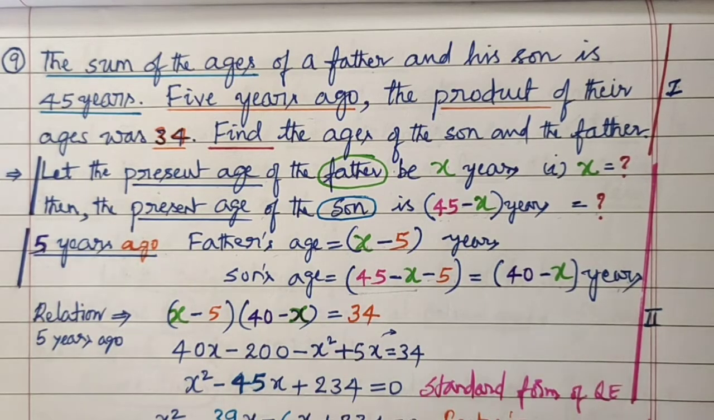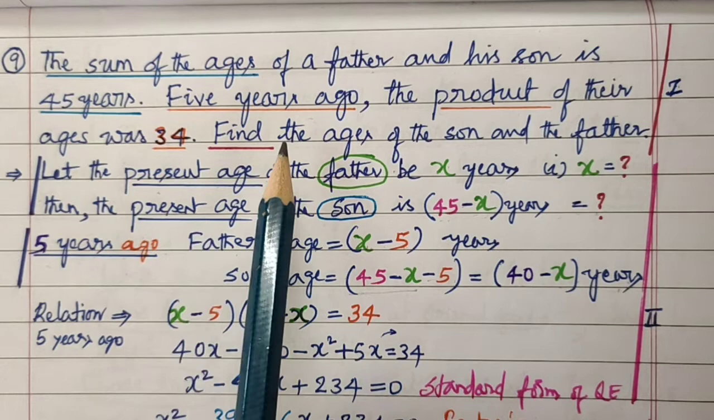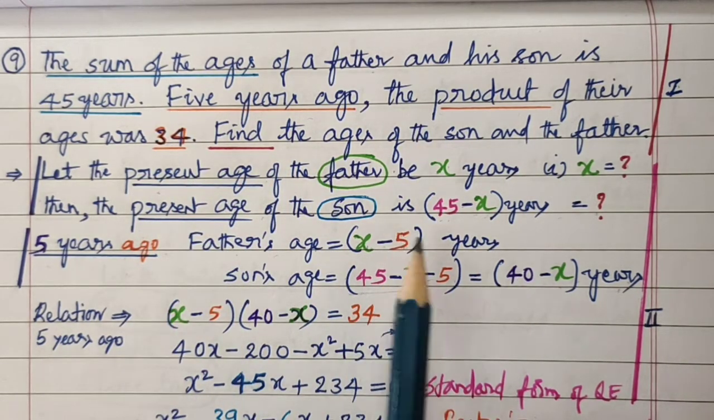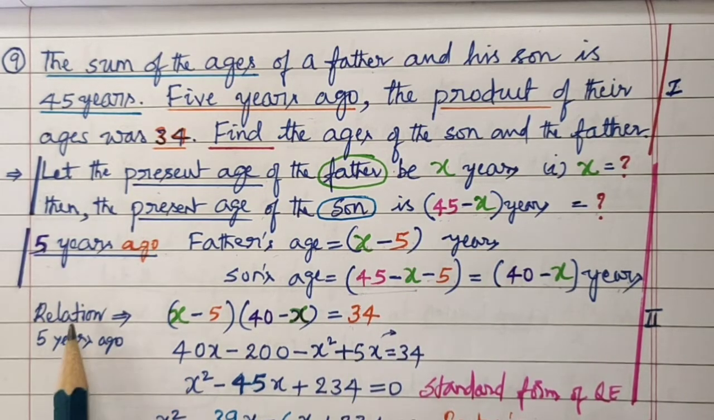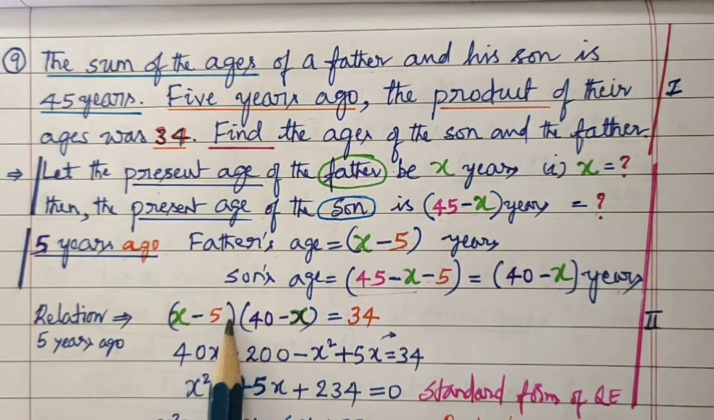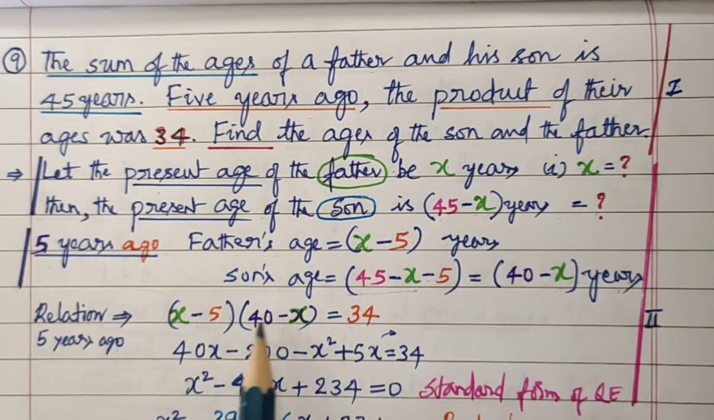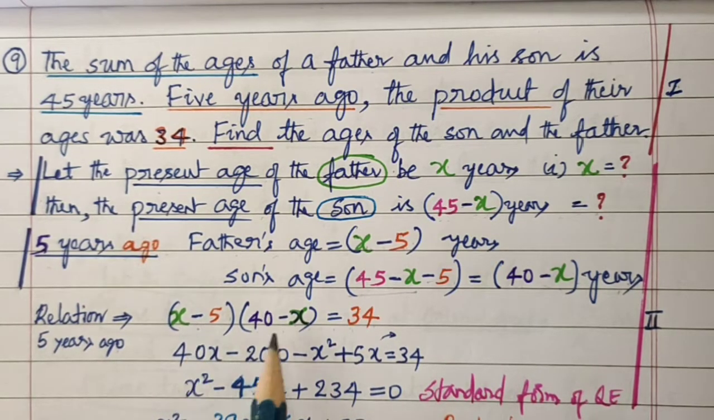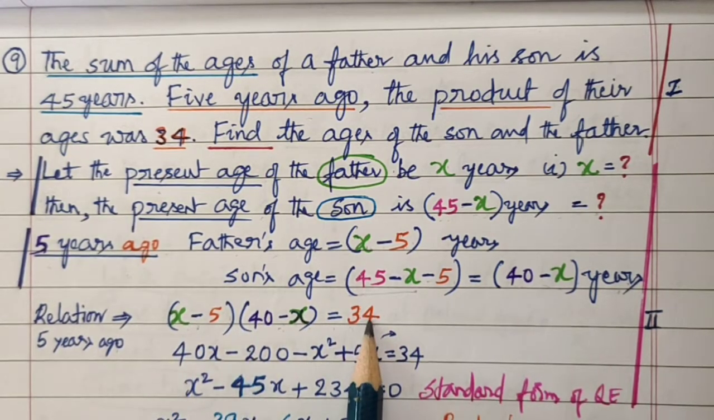Now we'll use the second condition. The product of their ages 5 years ago was 34. These are the ages 5 years ago. Multiply these two, and their product is going to be 34. The relation 5 years ago: (x minus 5) into (40 minus x) is equal to 34. This is the age of the father, and this is the age of the son 5 years ago. When you multiply their ages 5 years ago, it's going to be 34.